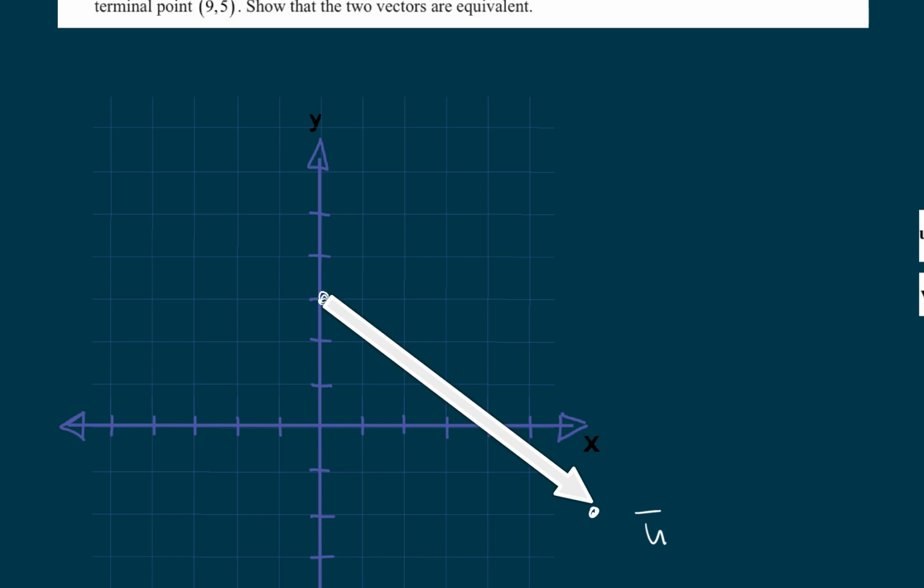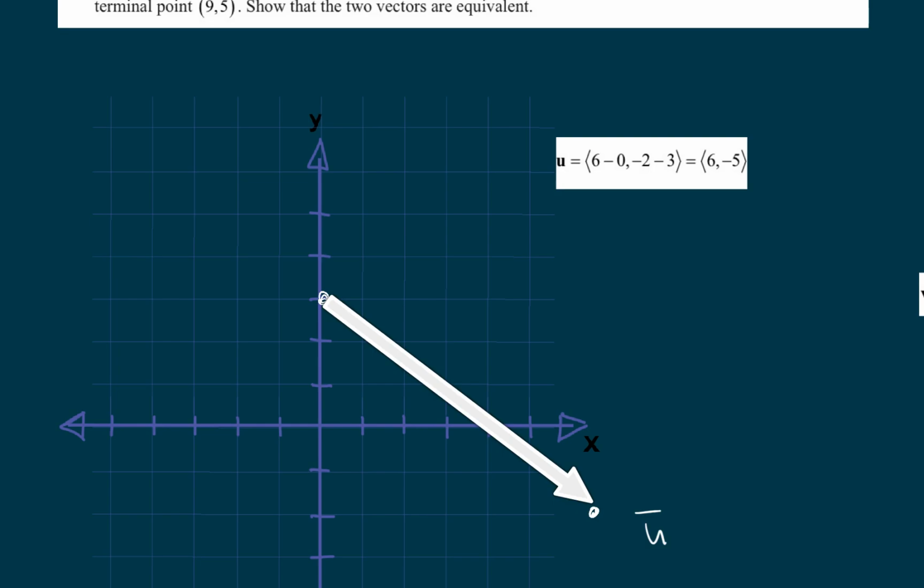To find u, we subtract components of p and q. So 6 minus 0, comma, minus 2 minus 3. And u is 6, minus 5. So the vector u is made of 6 units in the x direction, 1, 2, 3, 4, 5, and 6. And it's made of 5 units in the minus j direction. That's why it's written minus 5. 1, 2, 3, 4, and 5. So this is the vector u.